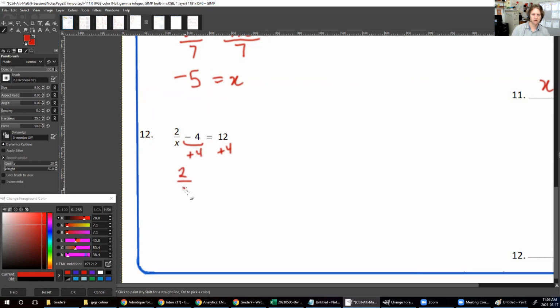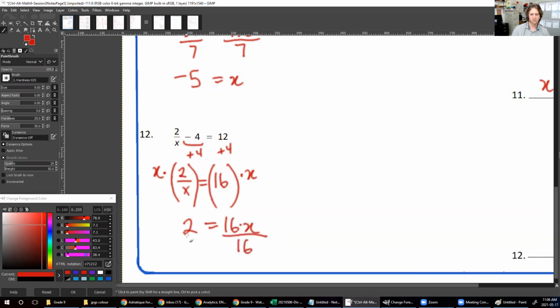So we have 2 over x is equal to 16. Now we have an x on the bottom. Let's get rid of it by multiplying by x. Times x. The x's cancel out, so you just have 2 on this side and 16x. We have 16 times x. We just want to know what 1x is, so we're going to divide by 16.